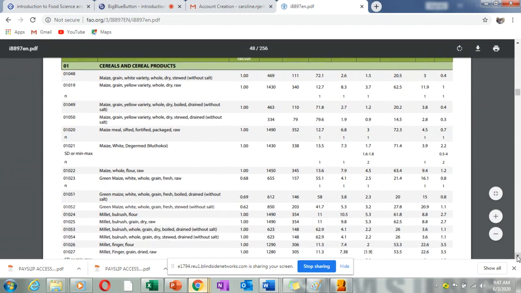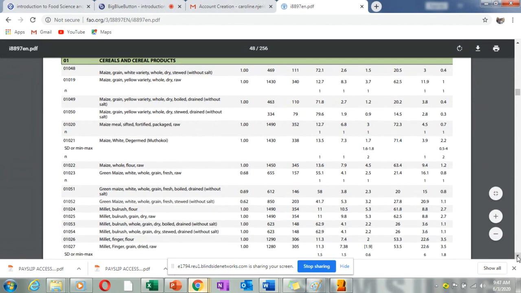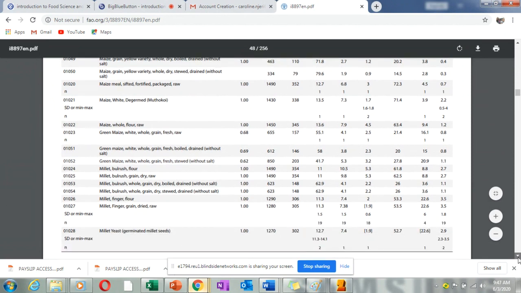And as a nutritionist, I will expect you to look at this food composition table and have it at your fingertips. You need to understand this information very well, so that when you're giving advice to a patient, you know what kind of food you are talking about. Yes. So that is generally it. And of course, all these are grains, first of all, cereals and products. We have millet, finger millet, green maize, maize. Yeah. And then we have other products.